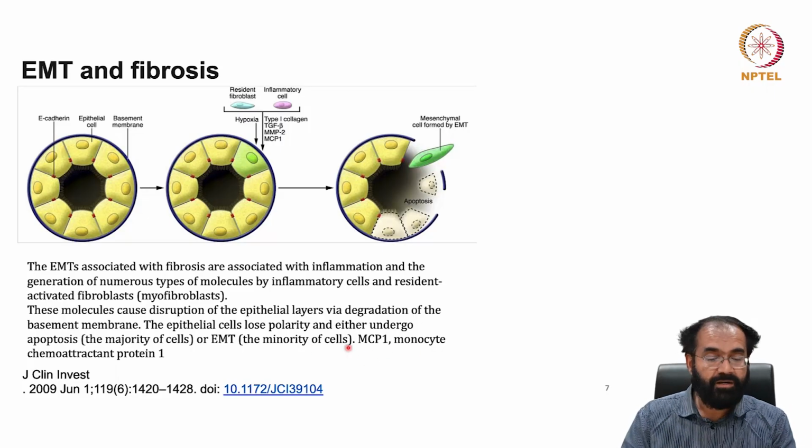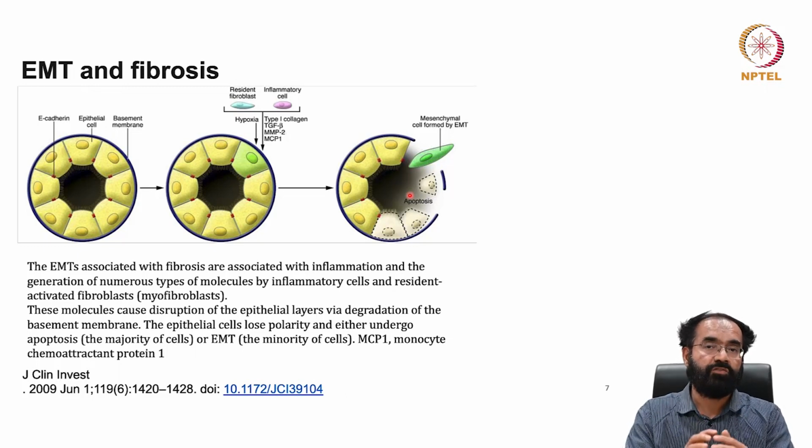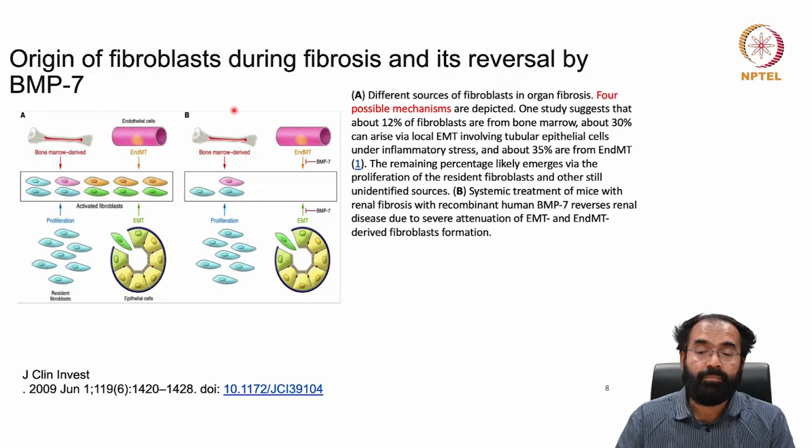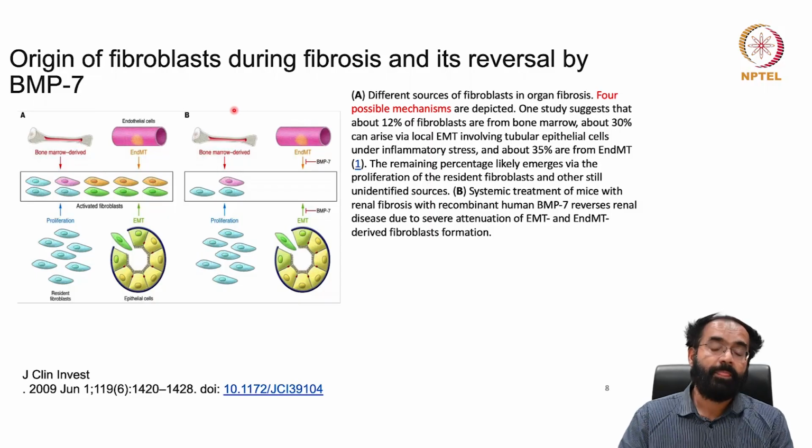And another protein is called MCP1, whose full name is monocyte chemoattractant protein 1, which contributes to this. This minority group stays in that locus and produces too much ECM, and it will lead to a fibroid tissue, or fibroid benign tumor formation, which can happen because of this EMT. And the origin of fibroblasts during fibrosis and its reversal by BMP7.